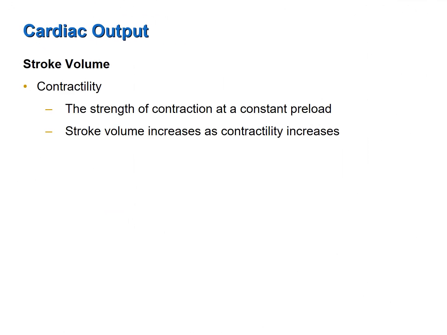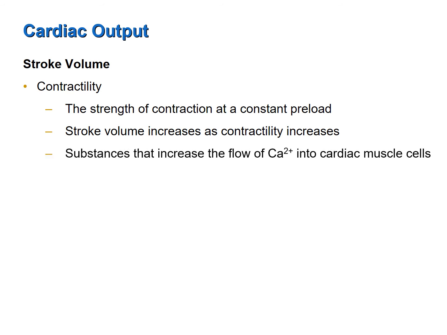Contractility is the strength of contraction of a ventricle at a constant preload. Stroke volume therefore increases as contractility increases. Any substance that increases the flow of calcium ions into the cardiac muscle cells will increase contractility, or the force of contraction of the cells of the ventricles.